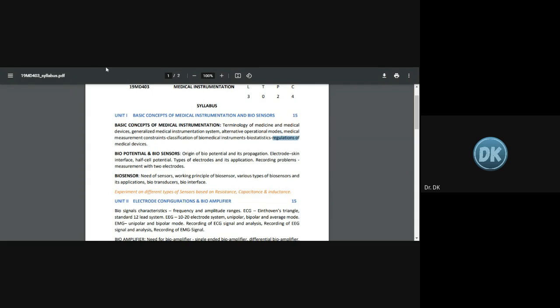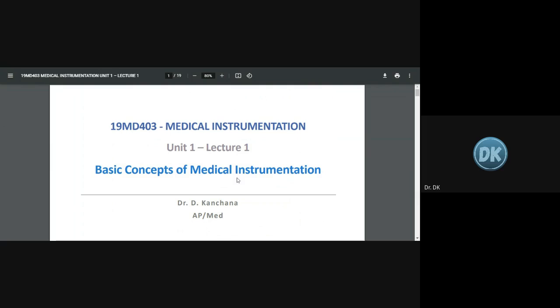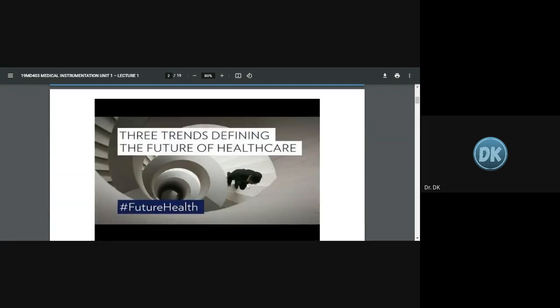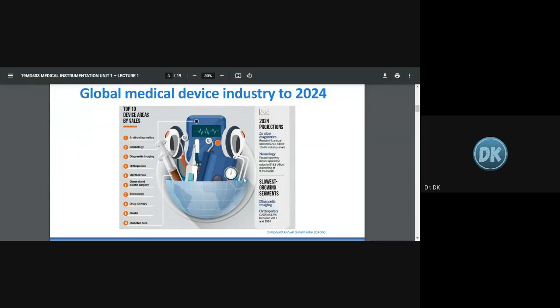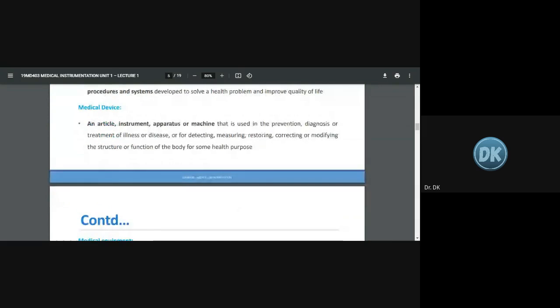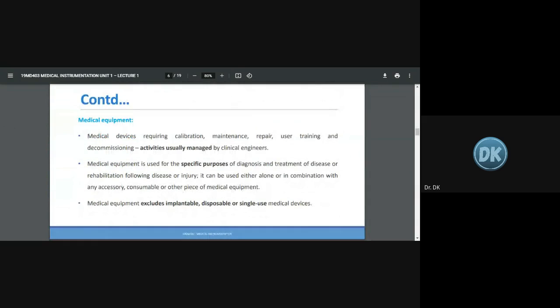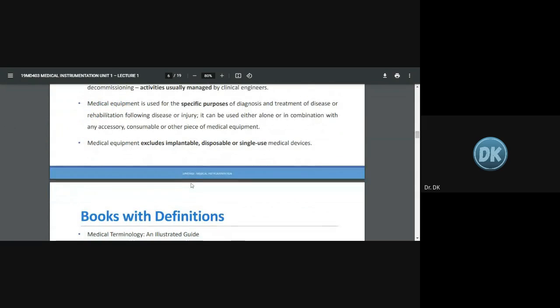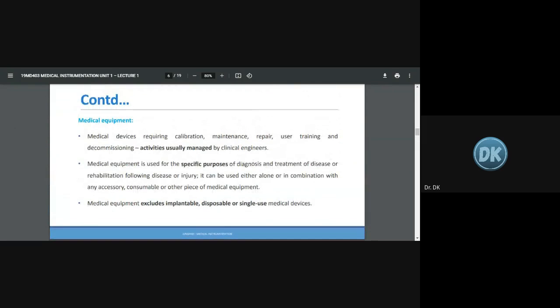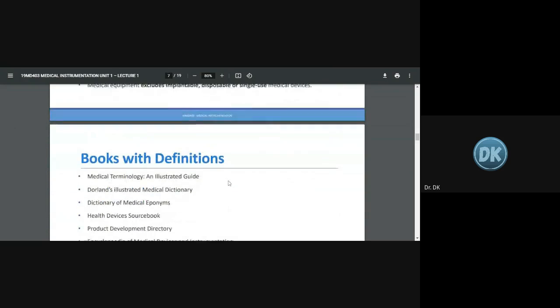Okay. So to give you a quick recap, this was the PPT which we discussed in the last class. So the basic concepts of medical instrumentation. We started with the global medical device market, the definition by World Health Organization, what is a medical equipment. So a medical equipment is used for specific purpose of diagnosis and treatment following a disease or injury. Okay, so it can be either used alone or in a combination with any other accessory.